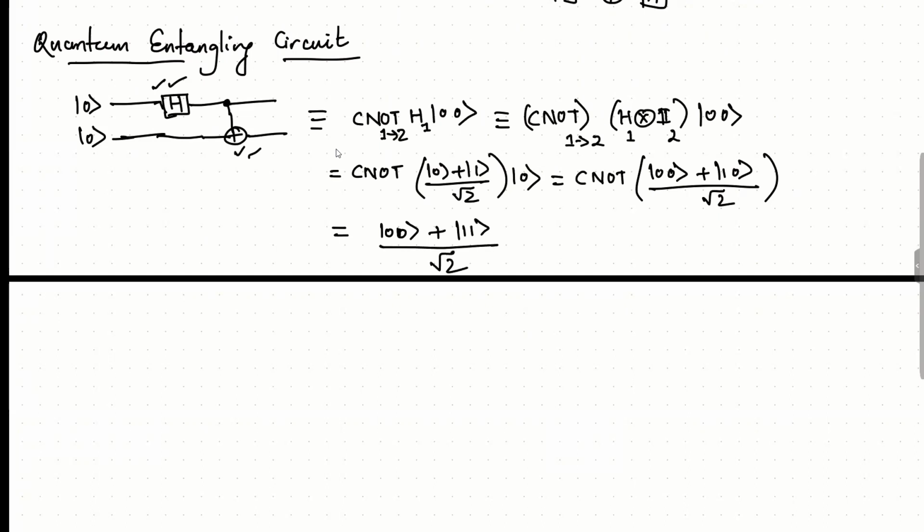And this is nothing but an entangled state. And in fact, it's the Bell state. And you know it is entangled because whenever the first qubit is 0, the second qubit will be 0. And whenever the first qubit will be 1, the second qubit will be 1. So we can know the status of one qubit just by measuring the other, right?